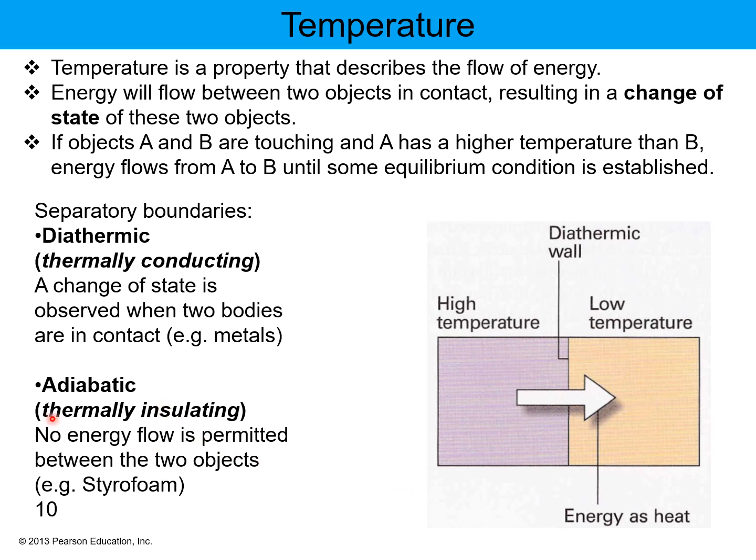And another type is called adiabatic, which is thermally insulating. The first one is thermally conducting, because energy can transfer from high temperature to low temperature. But for the adiabatic, no energy flow is permitted between the two objects. Although you put them in contact with each other, because it is insulated, the energy will not flow between these two bodies. An example is styrofoam, which we know is one type of insulator, so it cannot conduct the thermal energy.